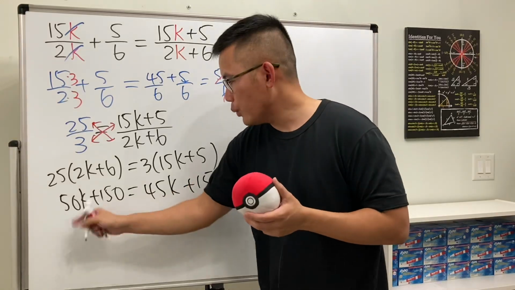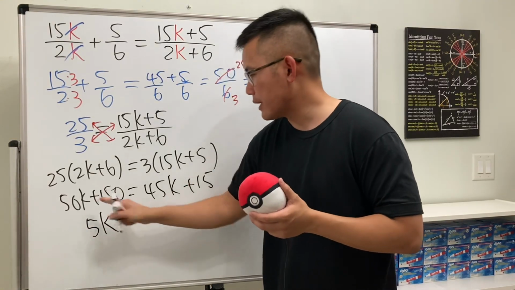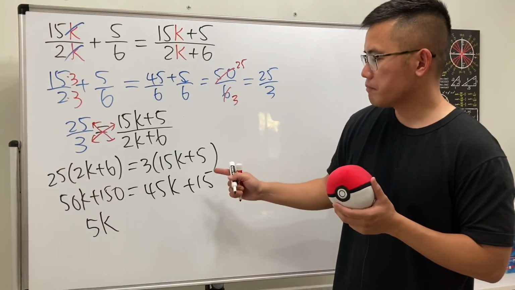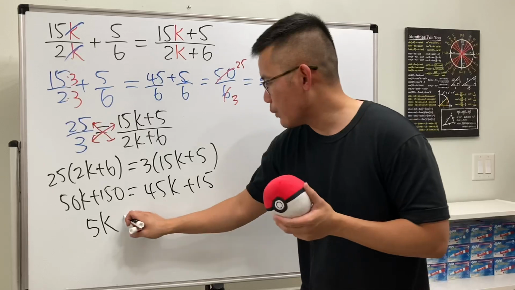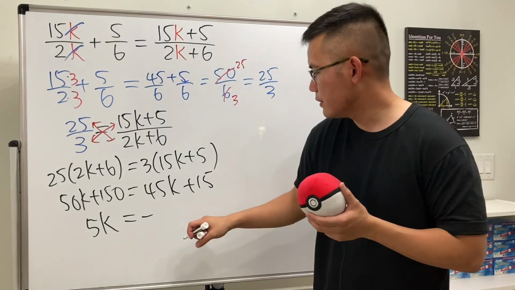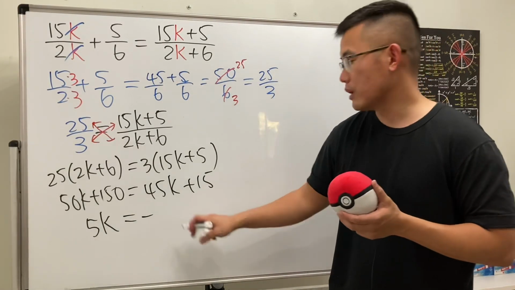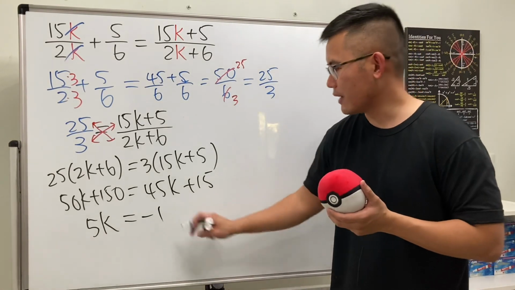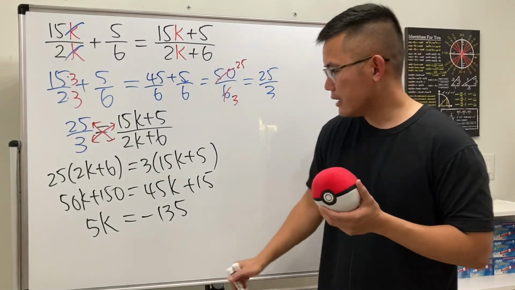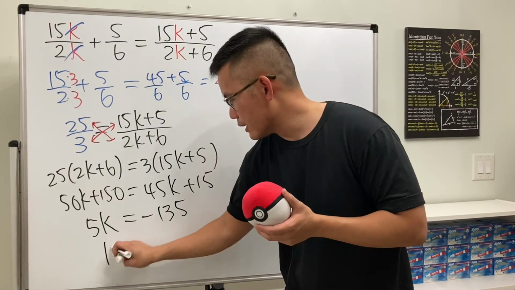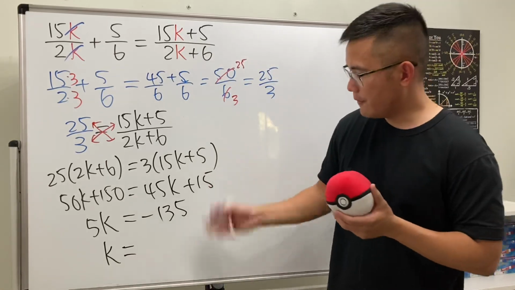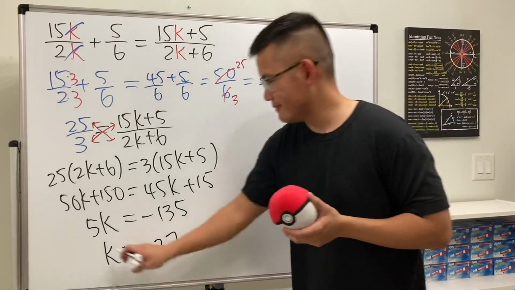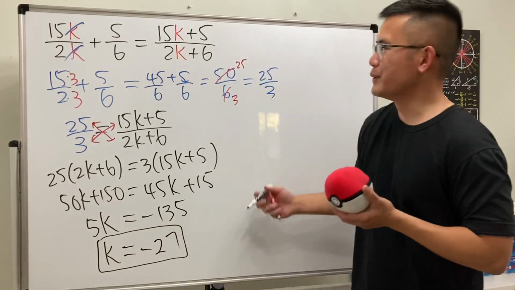Move this to the other side. We will have positive 5k, right? Subtract the 45k on both sides. And then right here we will have to subtract 150 on both sides. That will give us negative, okay, 15 minus 150 is negative 135. And then in the end we can just divide both sides by 5. So yeah, in order for this to work, k has to be negative 27. Yep, very nice and cute equation.